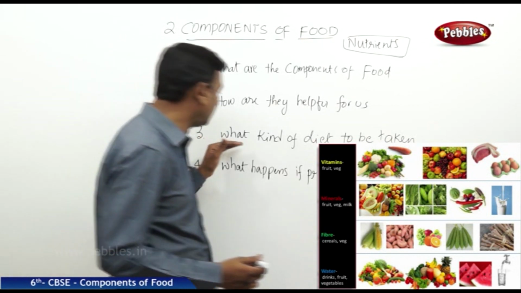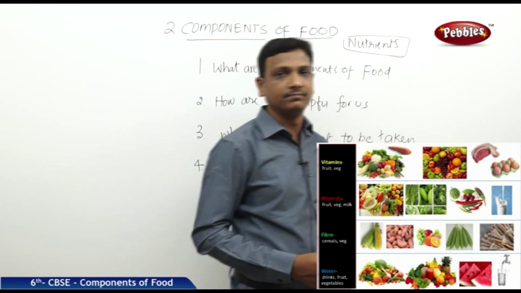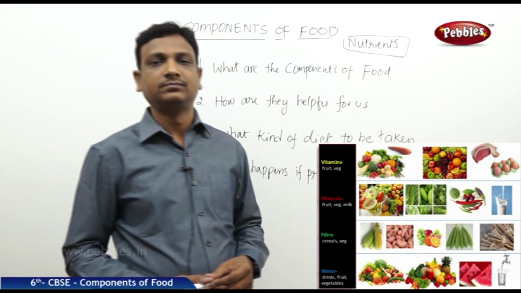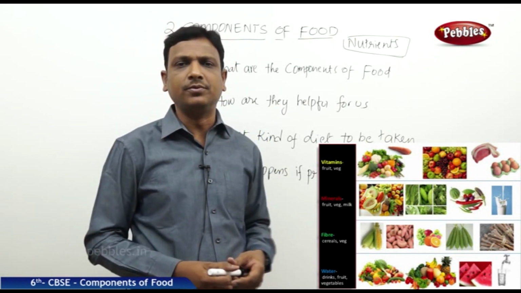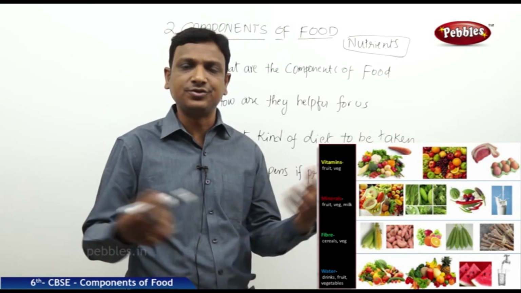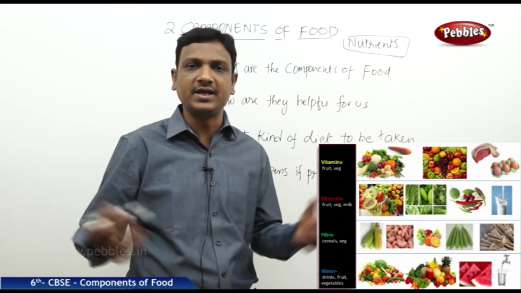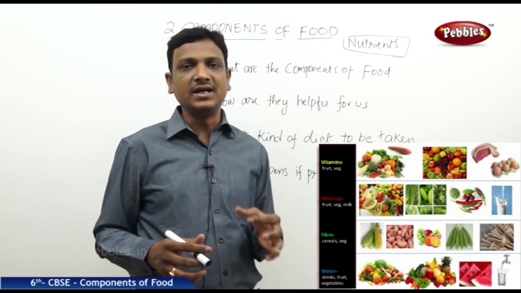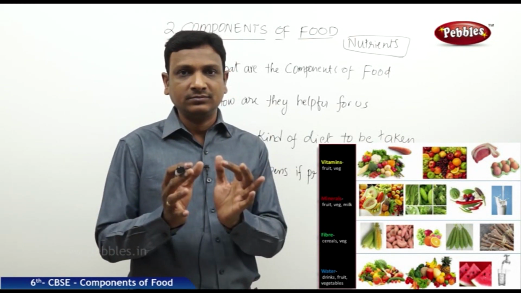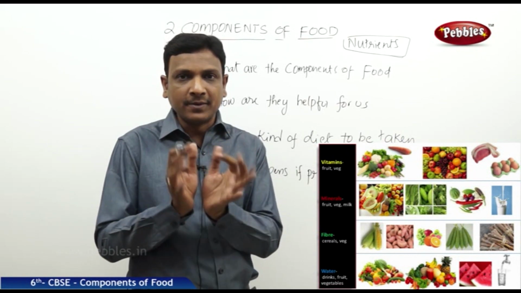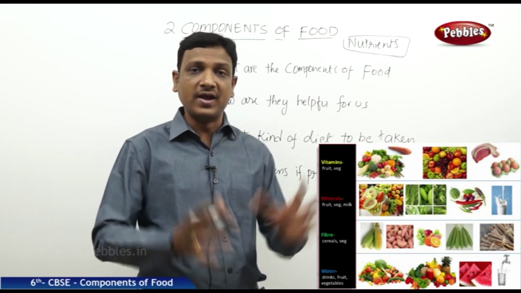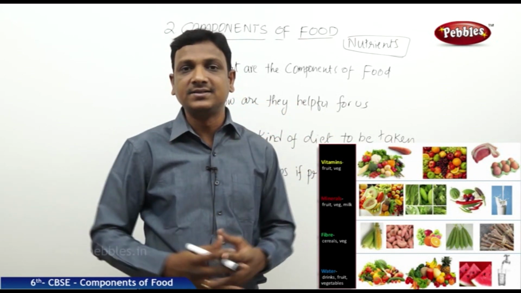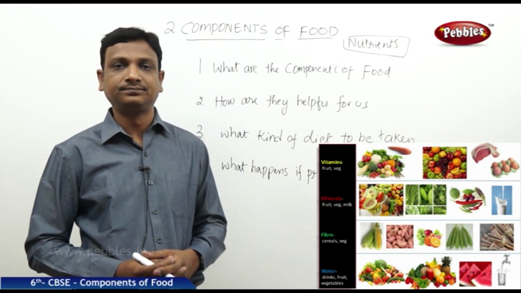Then we will go to the third one, what kind of diet to be taken. The diet varies from person to person, place to place, country to country, state to state. They have different types of food items. But basically, they will make their food with a proper mix of all nutrients. If any food is made in such a way, that is called balanced food, a balanced diet.